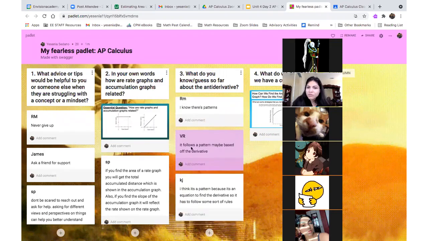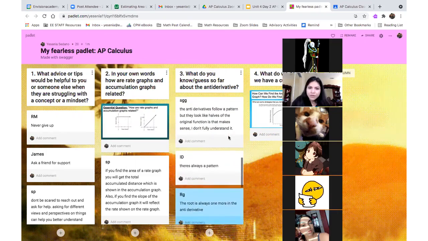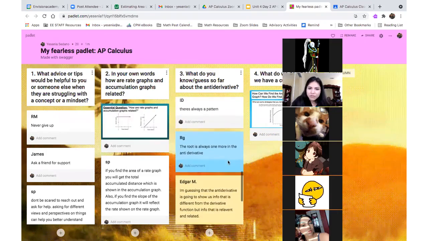The next one, a lot of you mentioned patterns. So it follows a pattern, maybe based on the derivative, was something that was mentioned. And again, I highlighted this because that was mentioned more than once. So also seeing patterns. The mention of the root is always 1 more in the antiderivative. That was the pattern that was noticed earlier.